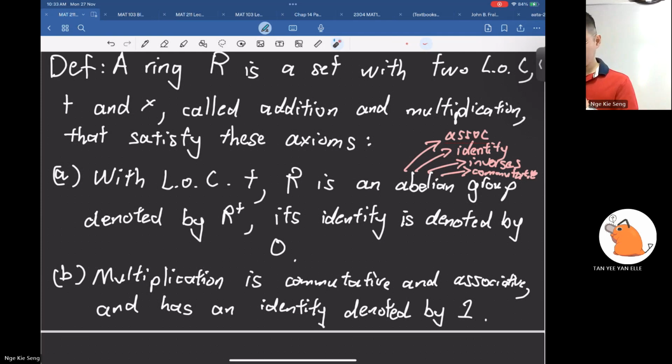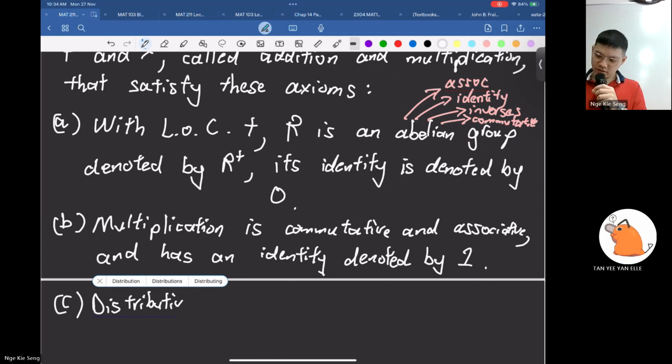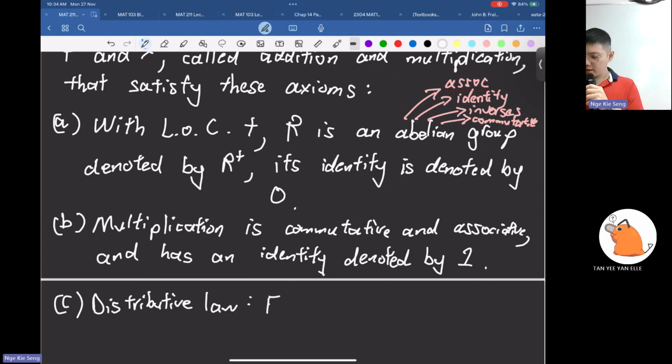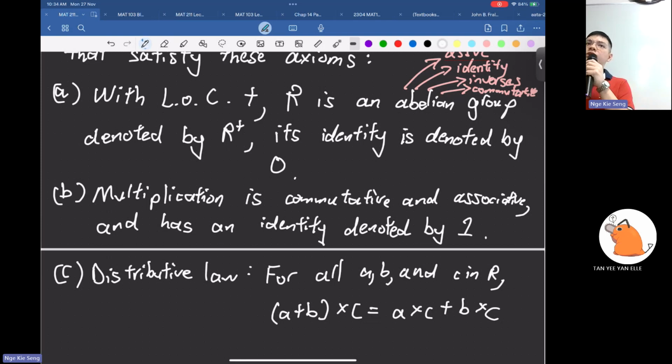And then you need to tell me how this addition and multiplication interact with each other. This is what the distributive law will give you. So for all A, B, C in my ring, (A plus B) times C is equal to A times C plus B times C. This is the usual opening up brackets that you know from your high school. This is what we call the distributive law.